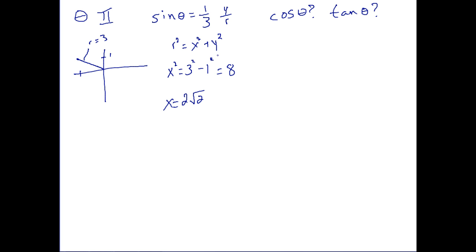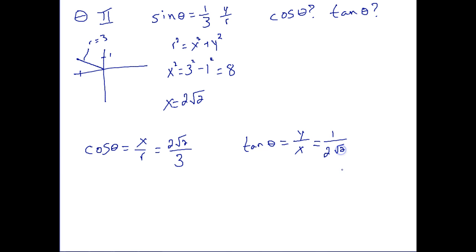So this gives us x, y, and r, and then we could find cosine of theta by knowing that that is x over r. So that's 2 radical 2 over 3. And tangent of theta is equal to y over x. And so that's going to be 1 over 2 radical 2, which when we simplify this, that gives us radical 2 over 4.